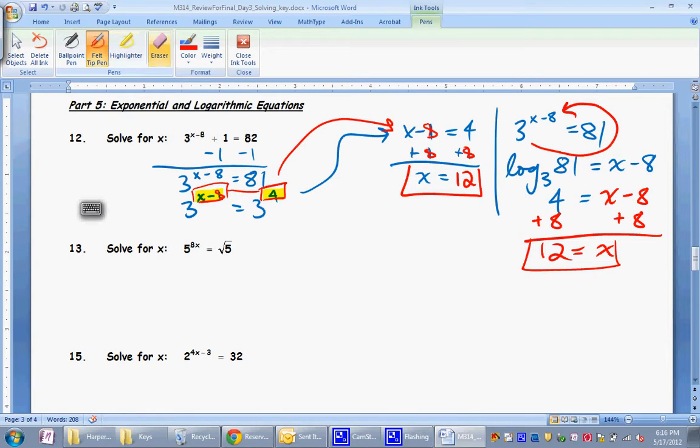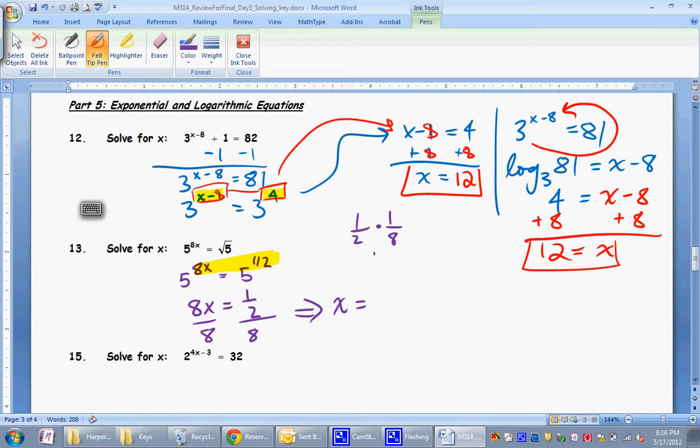Same idea for number 13. You could either write this as 5 to the 8x equals 5 to the 1/2, because remember the square root is the same thing as the 1/2 power. And then that means we could just set these exponents equal to each other. 8x equals 1/2. If the bases are the same, then the exponents are also the same. And you end up getting that x is equal to, if you're trying to figure out how to do 1/2 divided by 8, dividing by 8 is the same thing as multiplying by the reciprocal 1/8, so you get 1/16.